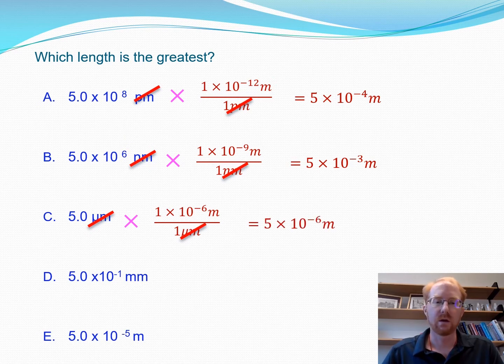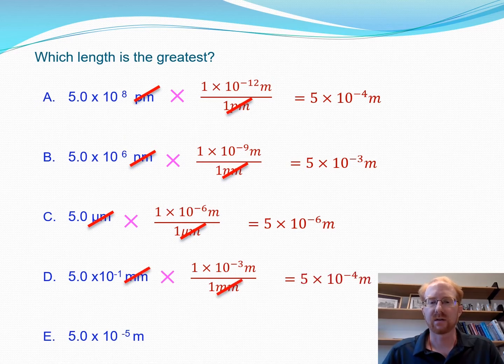Finally, we'll do it in terms of millimeters. My conversion there is 1 times 10 to the minus 3 meters per millimeter. Multiplied by a conversion factor, millimeters cancel. I get 5 times 10 to the minus 4 meters. And option E, I don't have to change at all because that is already in terms of meters.